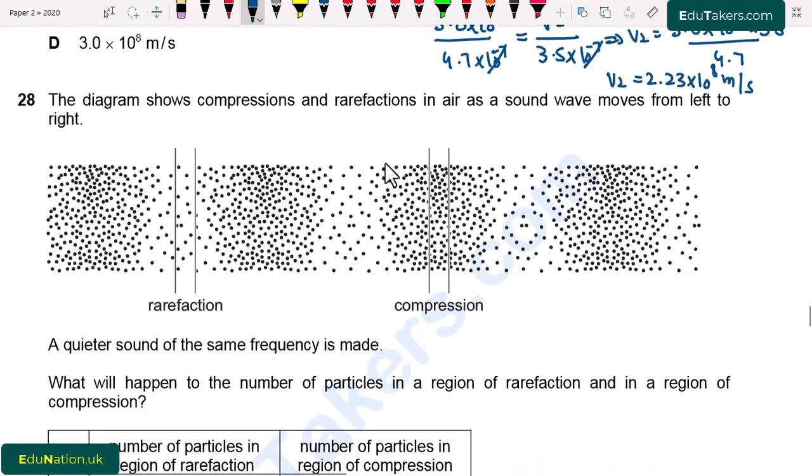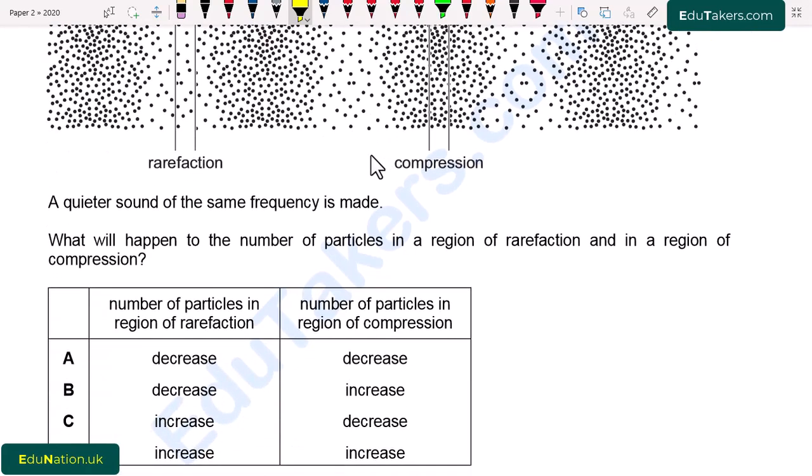Question number 28. The diagram shows compressions and rarefactions in the air as the sound wave moves from left to right. So there are the compressions and rarefactions. A quieter sound of the same frequency is made. What will happen to the number of particles in the region of rarefaction and the region of compression?